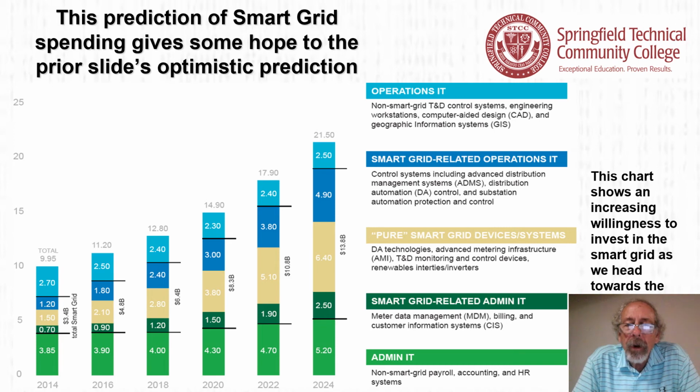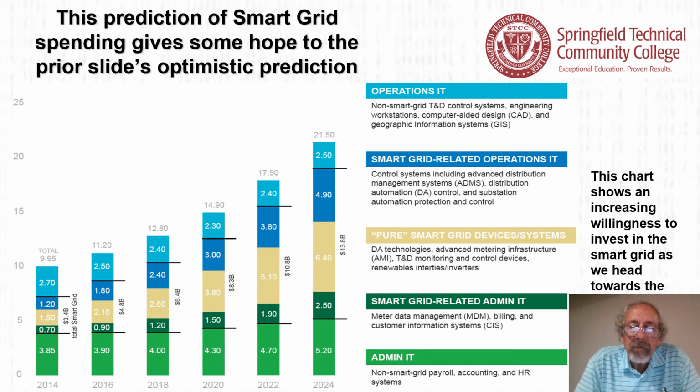this is a report that I believe came out in 2018, and it shows a scenario of 10 years here from 2014 to 2024, and shows an increasing willingness to invest in a smart grid as we head towards the middle of this decade. So you might notice that the pure smart grid devices systems, the spending there looks like it goes up, quite a bit. That middle bar.